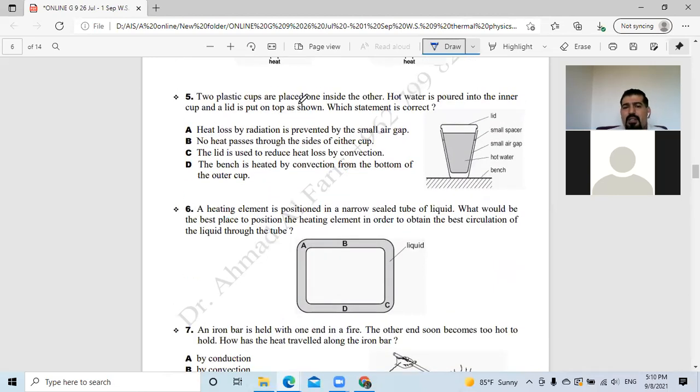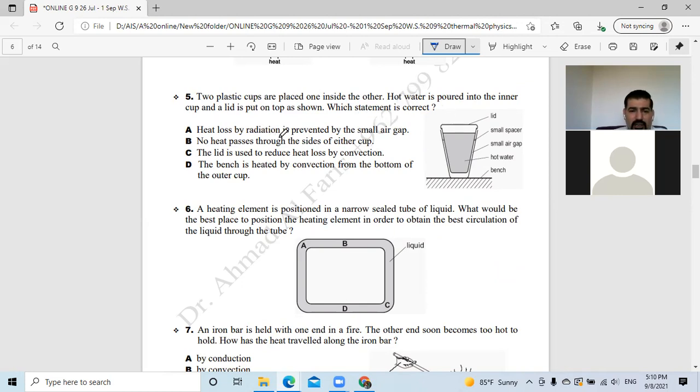Question number 5. Two plastic cups are placed one inside the other. Hot water is poured into the inner cup and a lid is put on top as shown. Which statement is correct?